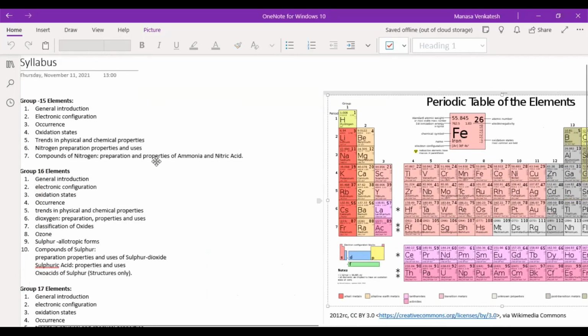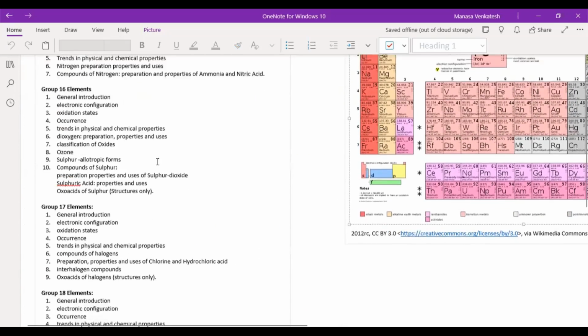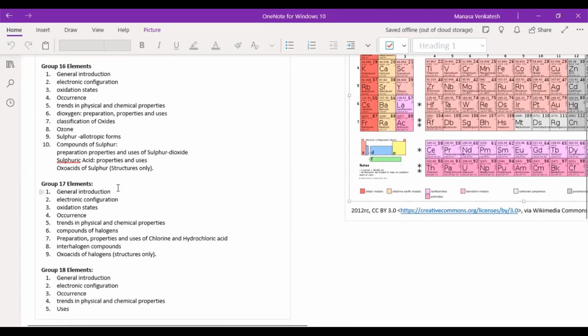And if you notice in the syllabus, you have certain topics which are common for all of them, like the general introduction, the electronic configuration, oxidation state, occurrence, as well as trends in physical and chemical properties. So these 5 topics, it's better to learn them as a simultaneous thing instead of learning them individually. So we will be doing that simultaneously or parallelly for all the 4 groups.